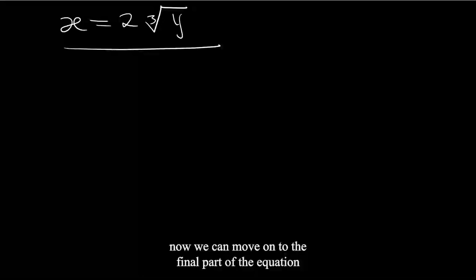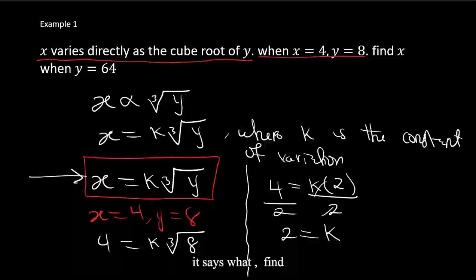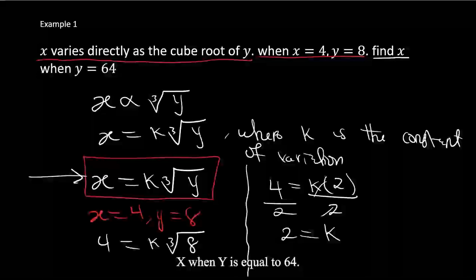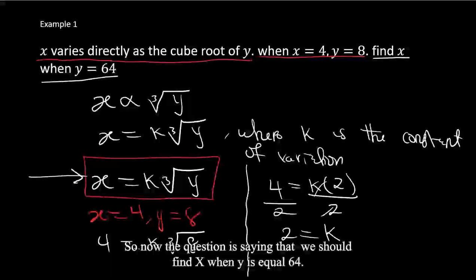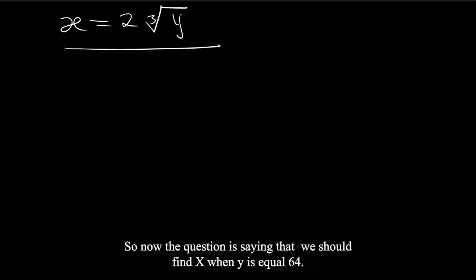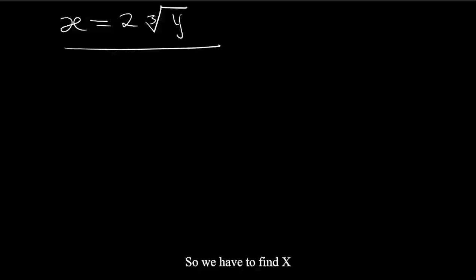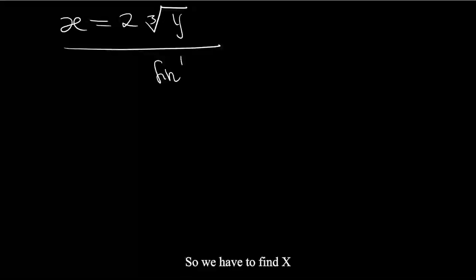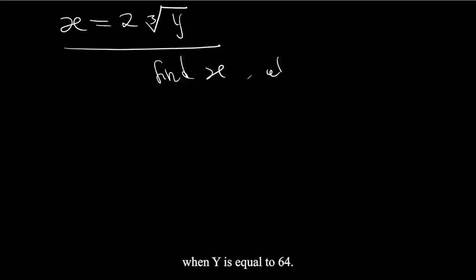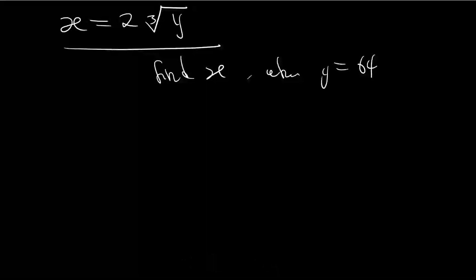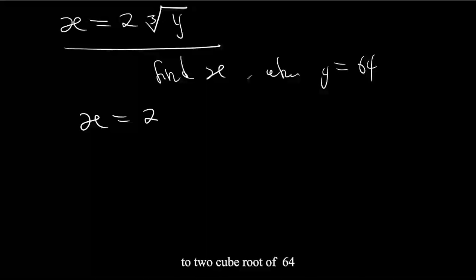Now we can move on to the final part of the question. It says what? Find X when Y is equal to 64. Okay, so now the question says that we should find X when Y is equal to 64. So when you pick this equation, where you see Y, you substitute the value 64 there. So we are going to have X is equal to 2 cube root of 64.